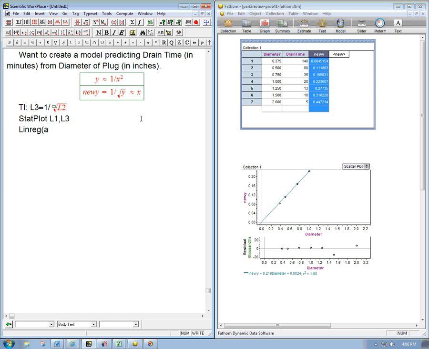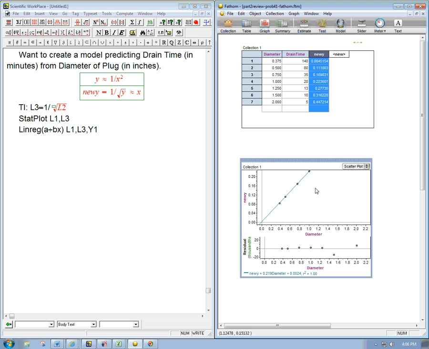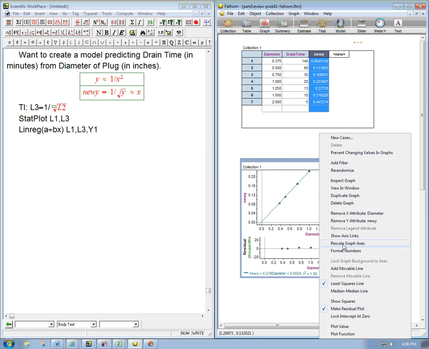That's the A plus BX, that's the stat calc 8. And you can do L1, L3, and remember to do Y1 so you can plot it. Okay, so this is what we get here. I think I need to rescale the graph axes.